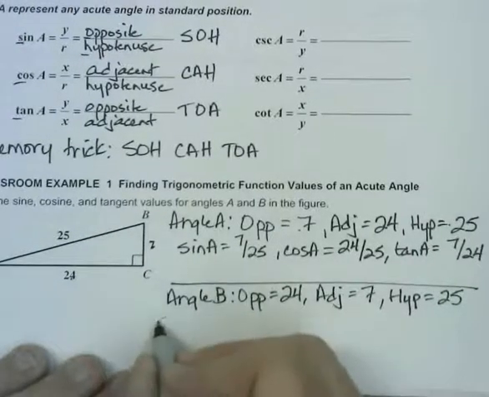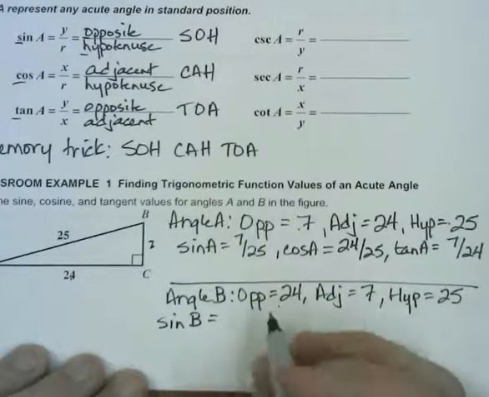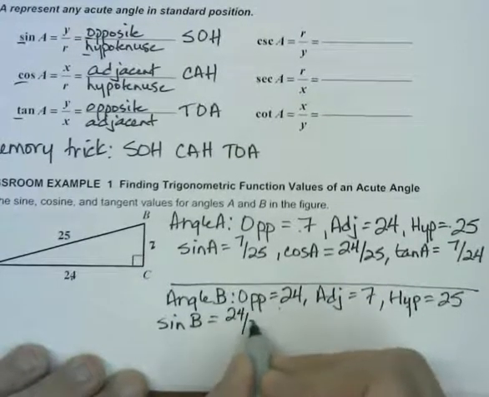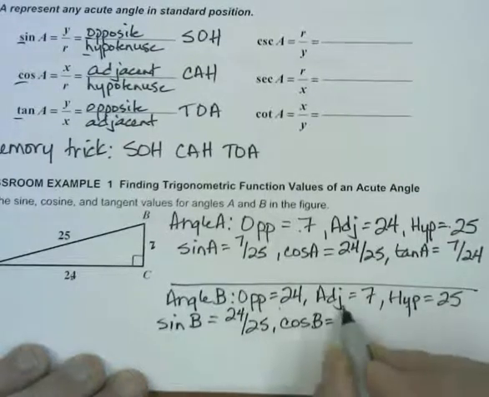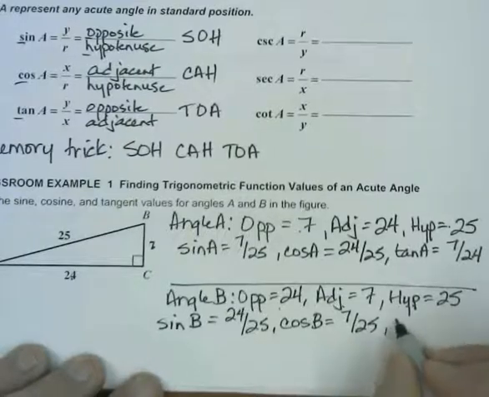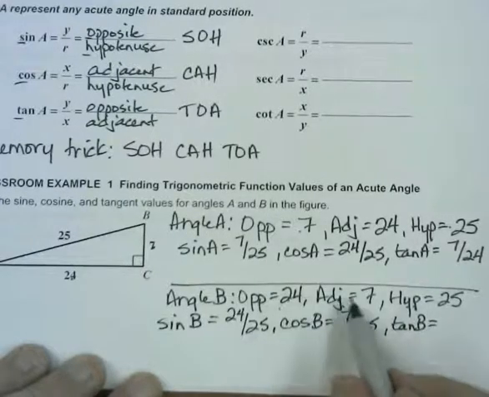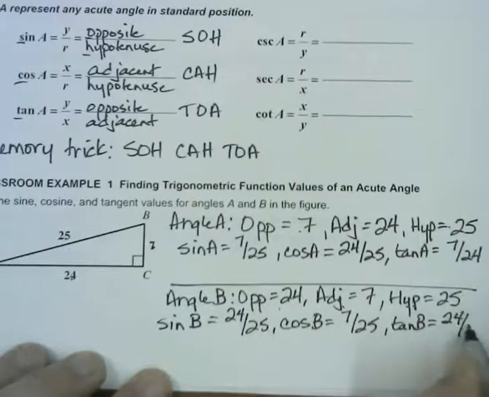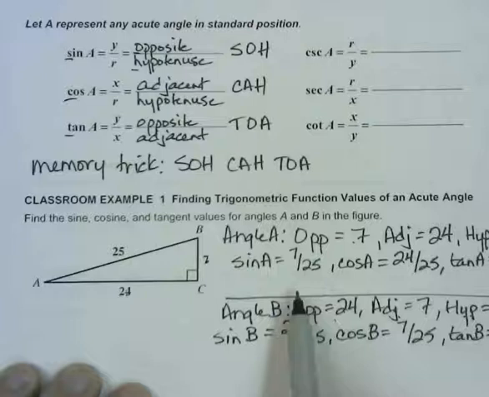So this time, if we're finding the sine of B, opposite over hypotenuse is going to be 24 over 25. For the cosine of B, that's adjacent over hypotenuse, which is 7 over 25. And the tangent of B is opposite over adjacent, which is 24 over 7. Now, if you look at the values that we ended up with, notice that the sine and cosine values are just switched in this one.